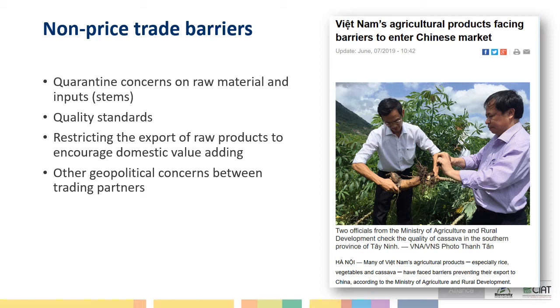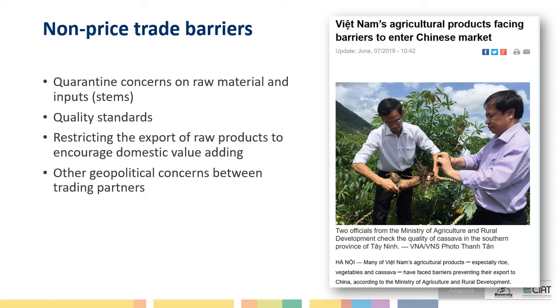And of course, there are some non-price trade barriers. Some of these are essential, and we saw quarantine around the movement of stems. This did flow over to roots for a while, with concerns that roots may also transmit disease, but we seem to have resolved that issue. There are some quality standards that have caused some trade barriers into China for a period of time.